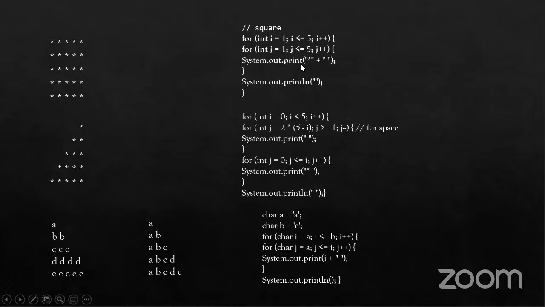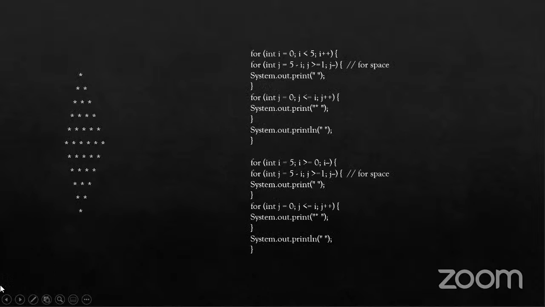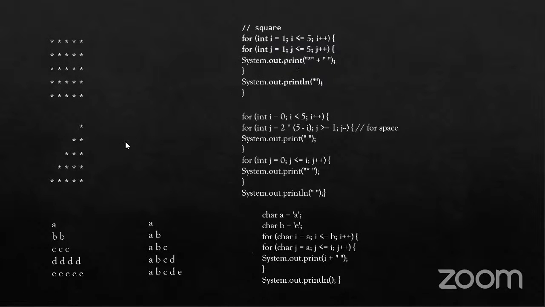And please note one thing: if we are printing in a row and column pattern, we need to give only the print method in the inner loop, and outside the loop only we have to give println. Okay, so that's it, the square pattern.